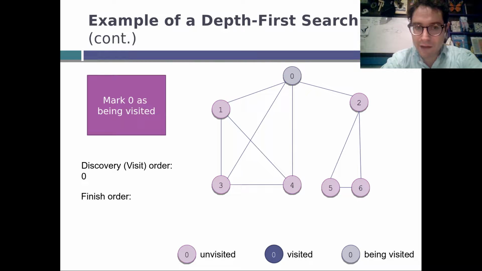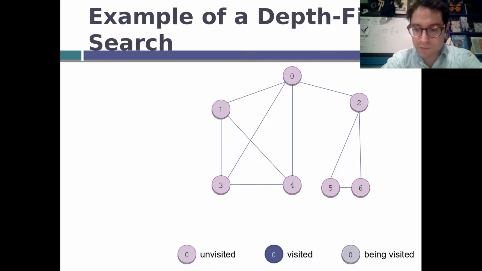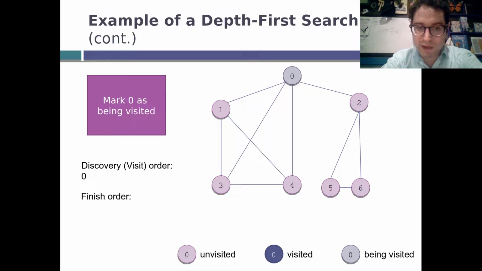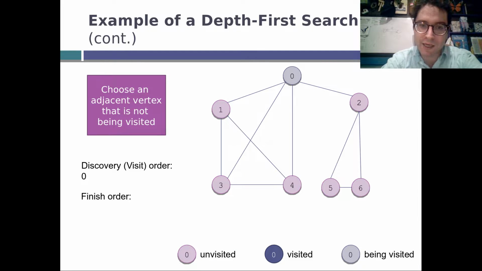Here's an example of how that would work, starting from 0. Right, so we mark 0 as identified. Again, these are all sets that we're just manipulating. And now we choose a branch. Let's go ahead and choose an adjacent vertex that's not visited. So we've got 1, 2, 3, and 4. I'm going to break any ties by just going with numeric order.